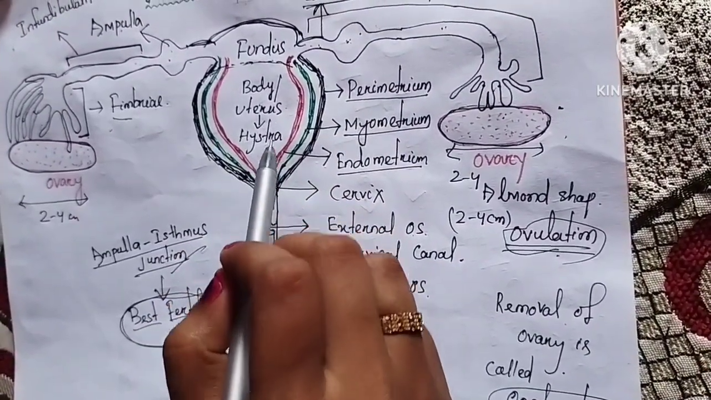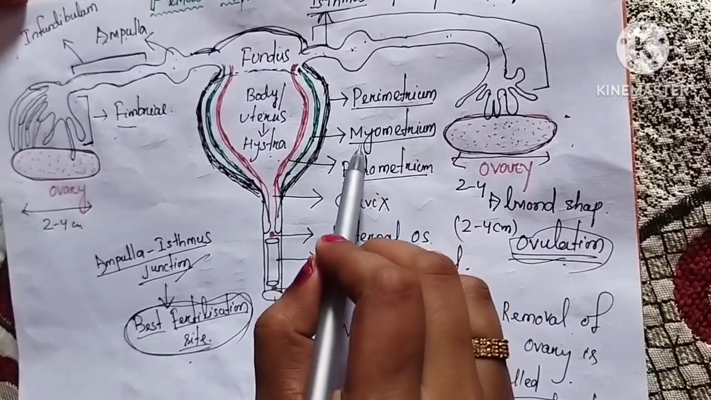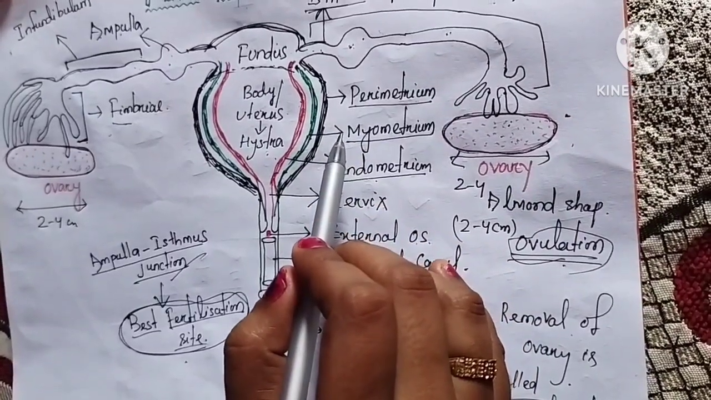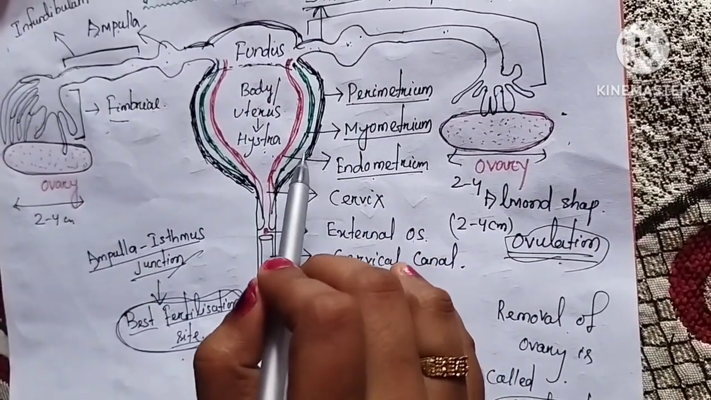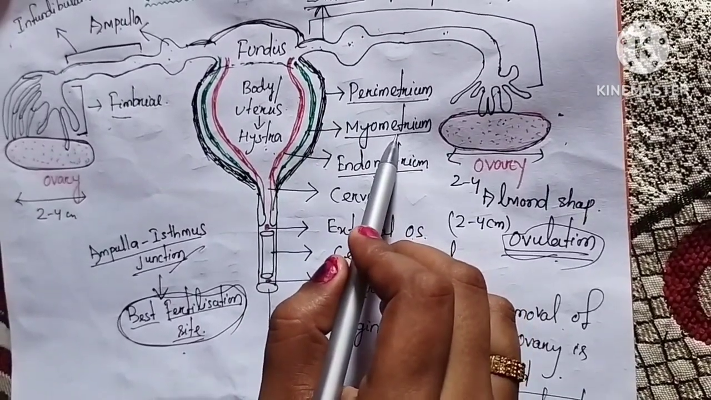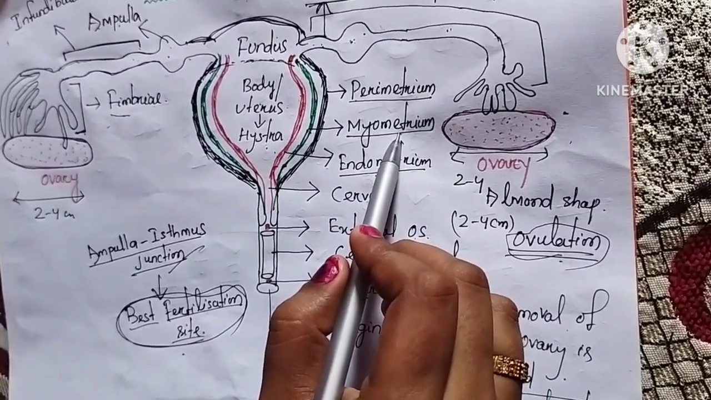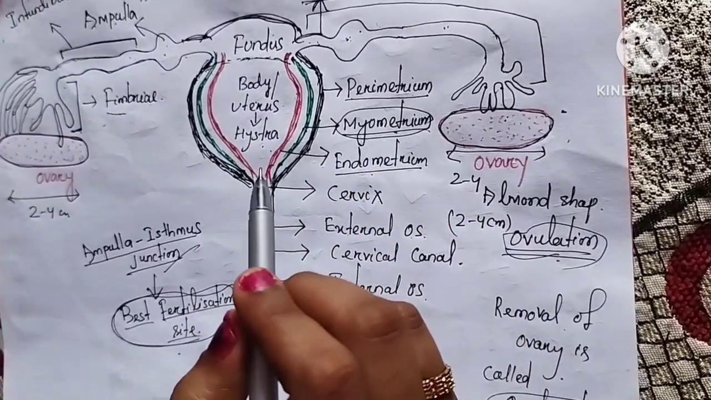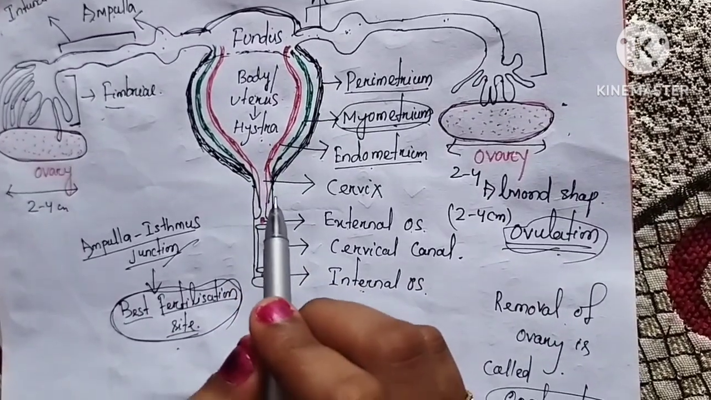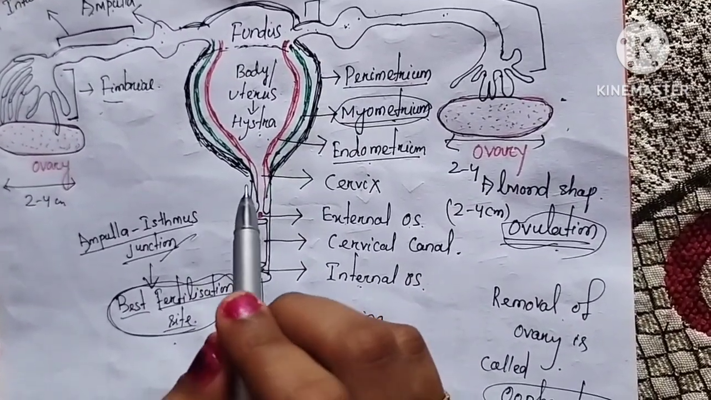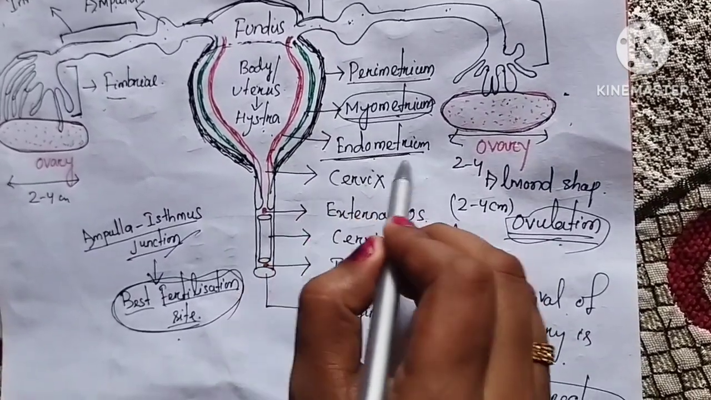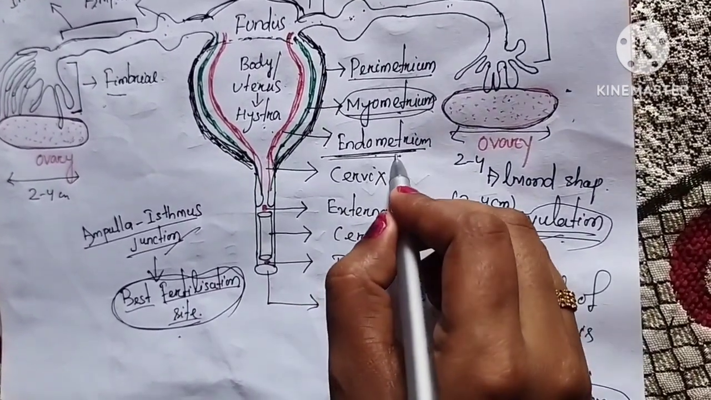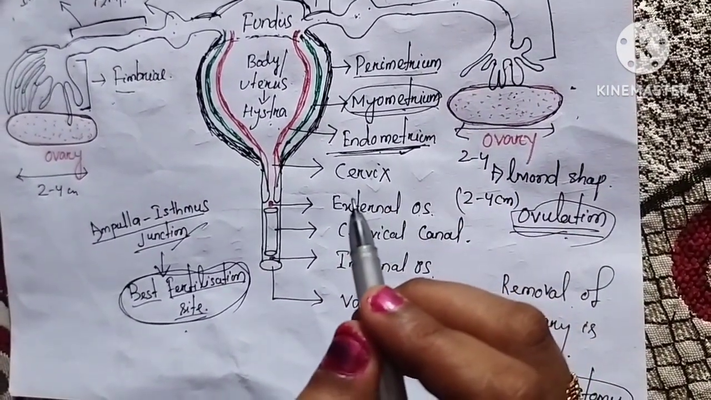The uterus contains three layers: perimetrium, myometrium, and endometrium. The perimetrium is made up of simple squamous epithelium. The myometrium is made up of smooth muscle, which is the strongest muscle of the female body. The endometrium has lots of glands and blood vessels.